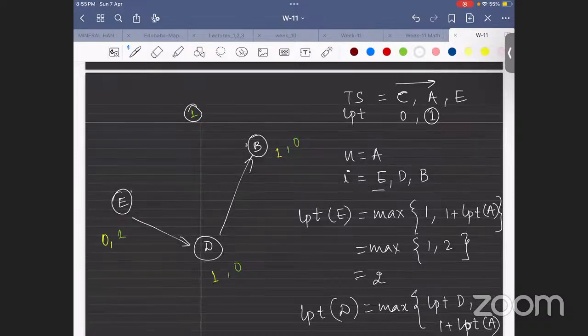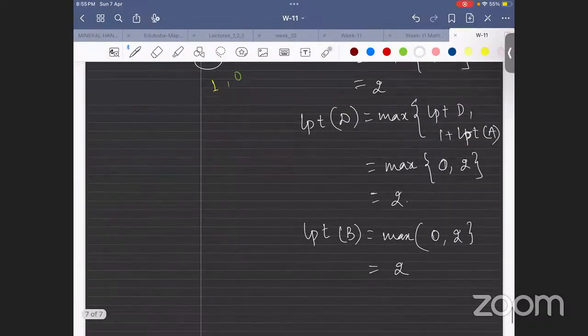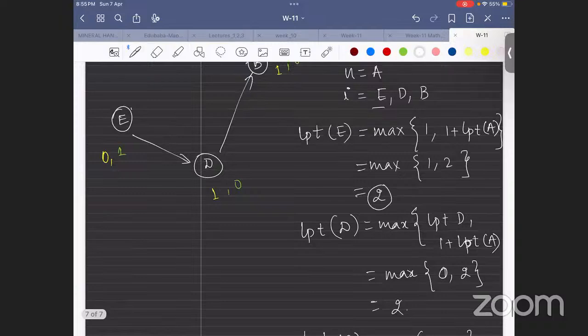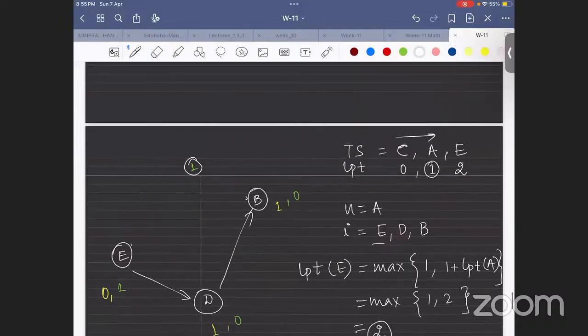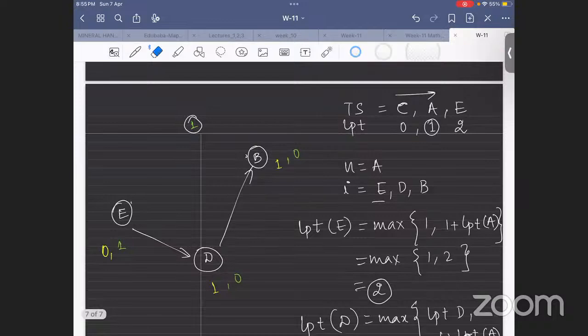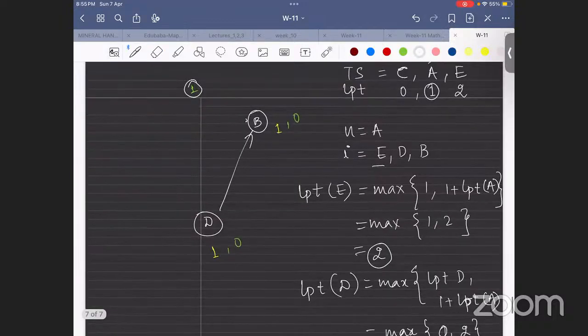What is the longest path to E? The updated version of E is what? 2, right? So I'll be writing it here, 2. Okay, I'll delete this, and this also. Now I'll update the value of in-degree. The updated value of in-degree here is 0. So here we'll be getting 0 and here it will be 1.